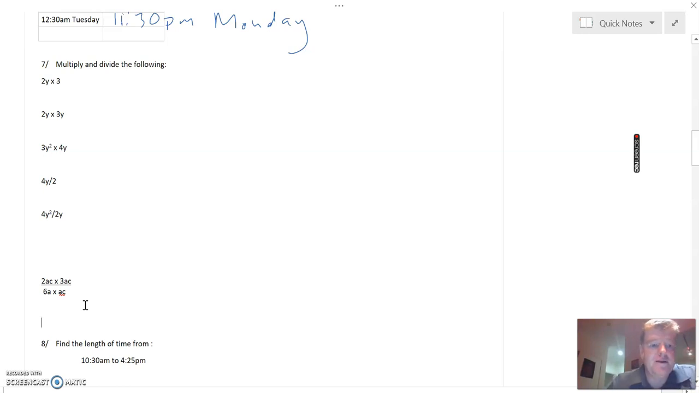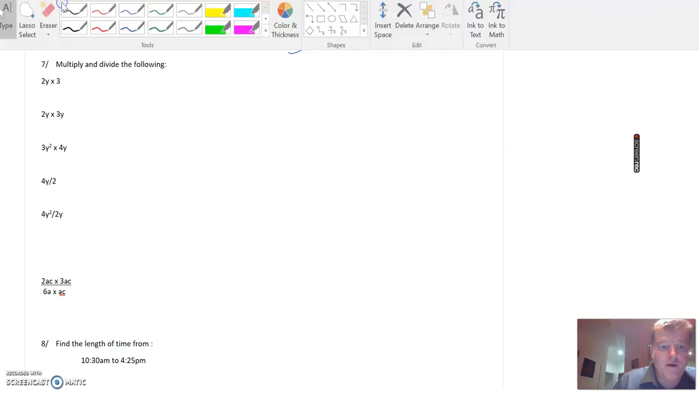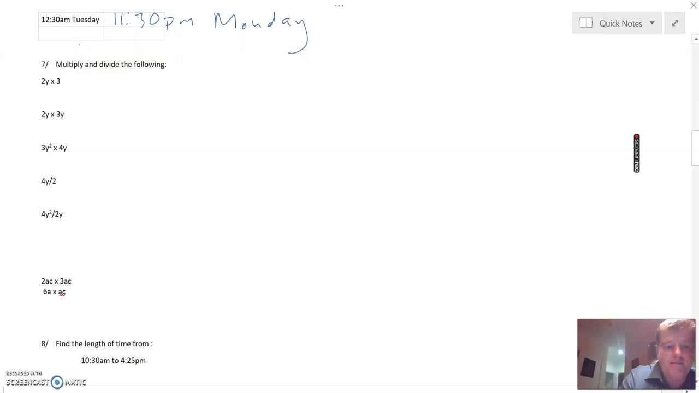So the first one, 2y times 3. For this one, we can multiply the 2 and the 3 together. It's just going to give us 6. So the answer is going to be 6y.